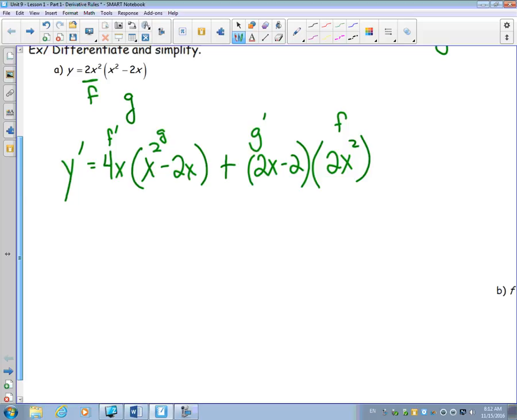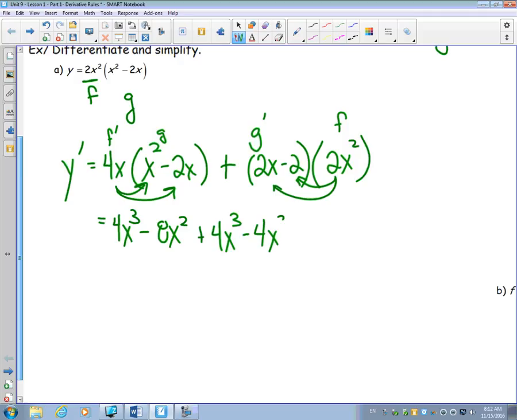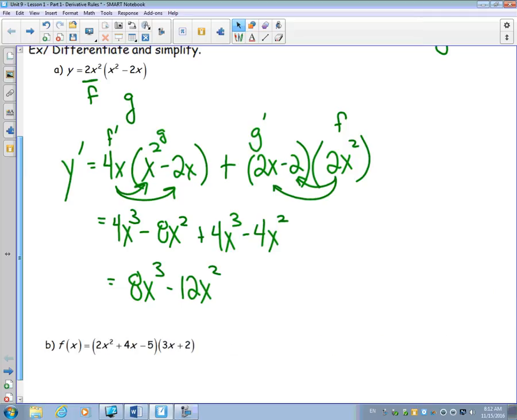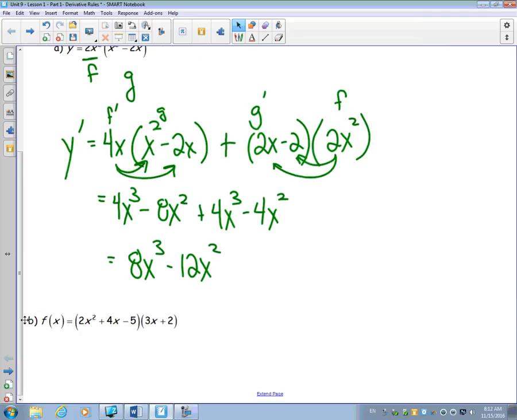And now we simplify these things. So we expand our brackets. So we're going to multiply. So we got 4x cubed minus 8x squared. Do the next one. We got to multiply sort of backwards here, if you will. Plus 4x cubed minus 4x squared. And you can collect your like terms. So you end up with 8x cubed minus 12x squared. Okay, so that's a product. When you're made up of two different parts and pieces, take your derivative of each piece and multiply by the original.